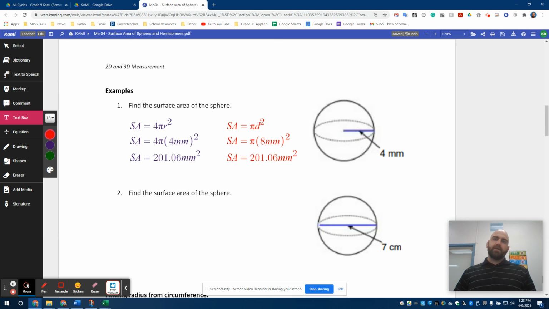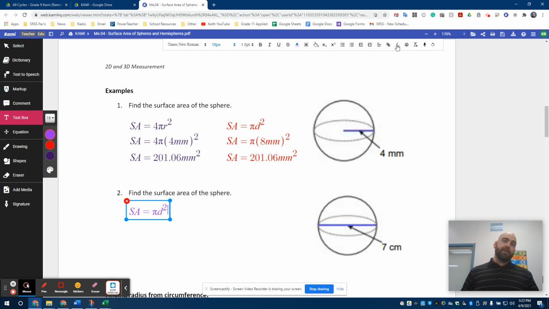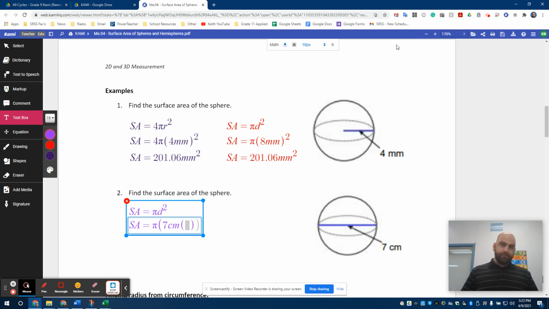All right, let's use the same thing. Here now we have a diameter of 7 centimeters. Okay, so we're going across. So that is 7 centimeters. Let's find the surface area of this question here. Now, again, you can use either formula. Because I'm given the diameter, I'm going to use the diameter formula. And so it's pi times 7 centimeters this time.